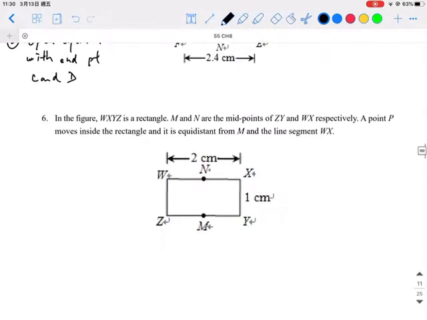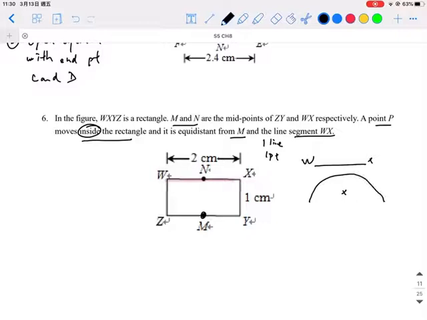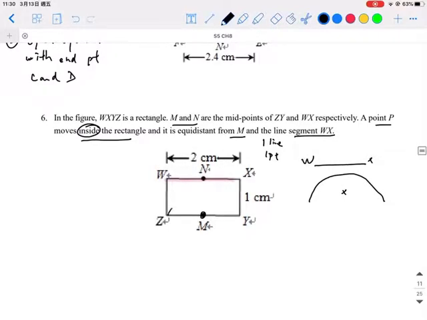And the last question. Okay, now M and N are also midpoints, and point P is inside the rectangle and at equal distance from M and line segment WX. So M is here and WX is here. So it will become a case where the line WX is one line and the point M is one point. So it should open downward. So how can I draw it? It's like this.